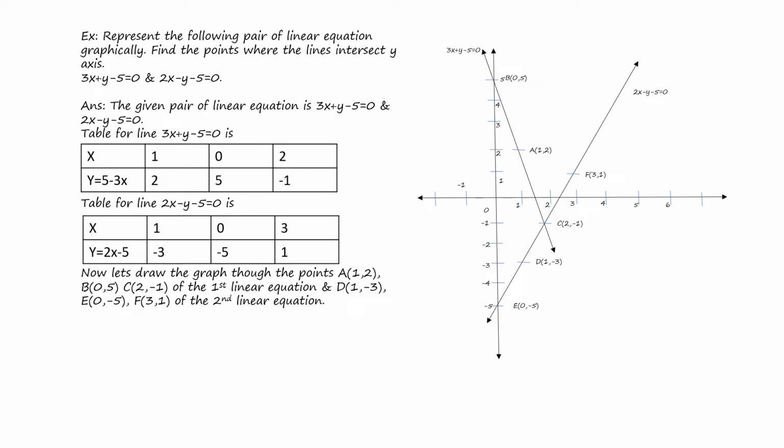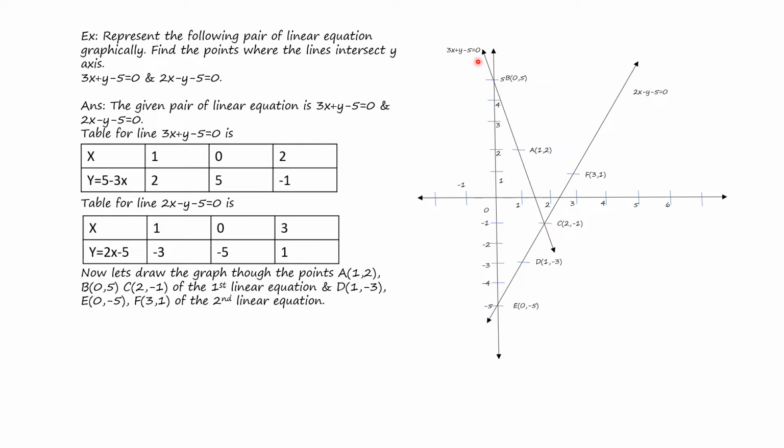So here we have represented the two straight lines. This particular line represents 2x - y - 5 = 0, whereas the line passing through A, B and C represents 3x + y - 5 = 0. So from the graph it is clear that both the linear equations intersect the y-axis at (0, -5) and (0, 5).